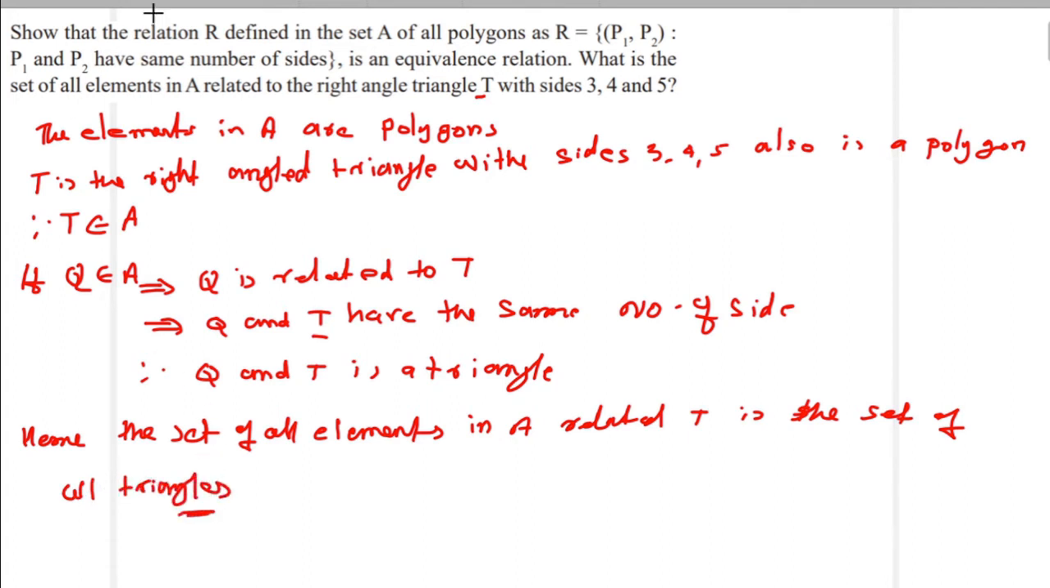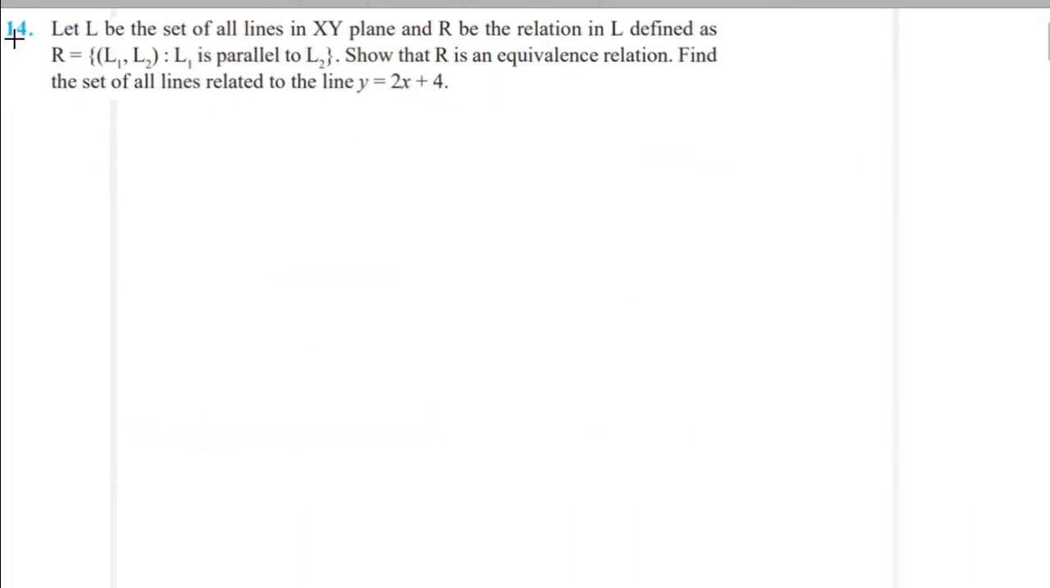So what is this one? Set of all elements, what? Only triangles. What is the reason? If T is a triangle, then the elements related to it are also what? The triangles. Okay. This is the 14th question.